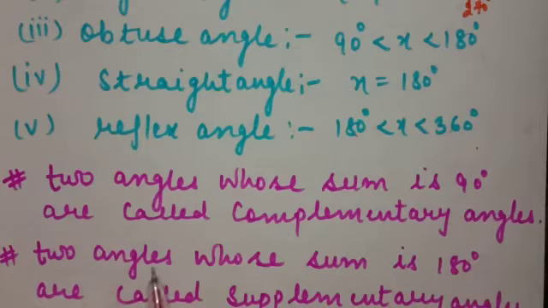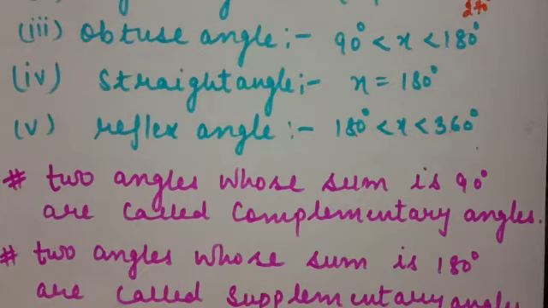Similarly, when the sum of two angles is 180 degrees, then we call them supplementary angles for each other. So if the question is what is the supplementary angle of 120 degrees, when we add 60 to 120 degrees, it gives us 180 degrees. So definitely 60 degrees is the supplementary angle of 120 degrees.